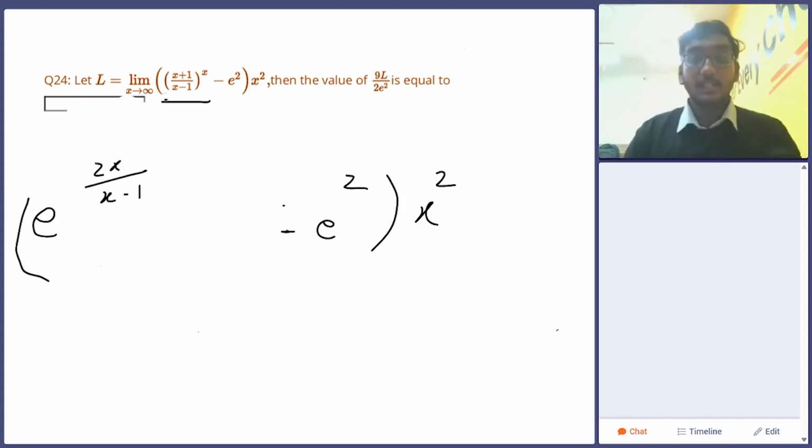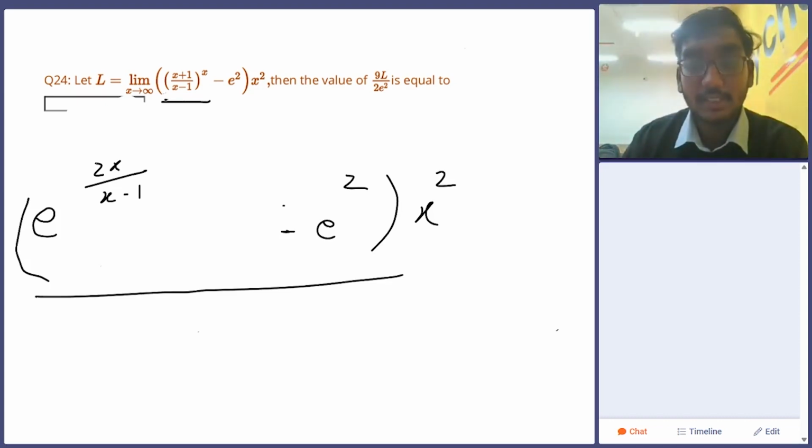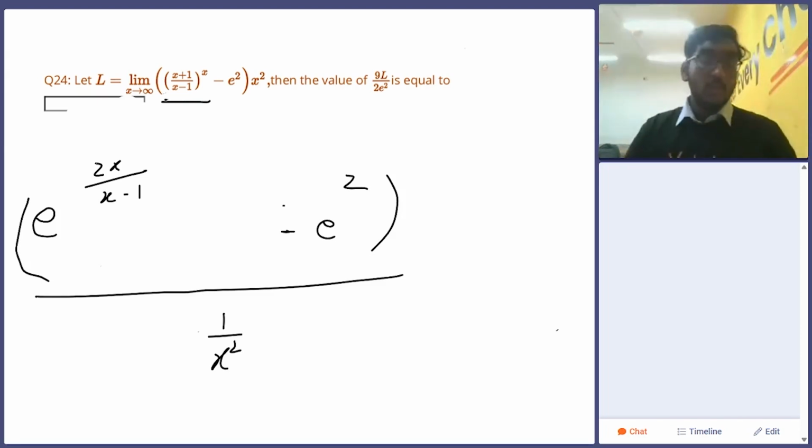Times x square. See, if I am bringing this x square to the denominator, I can write it as what? 1 upon x square. I will write here 1 upon x square instead of writing in the numerator as x square. So now this is of the form 0 by 0. You can very well use L'Hospital rule to evaluate the limit.